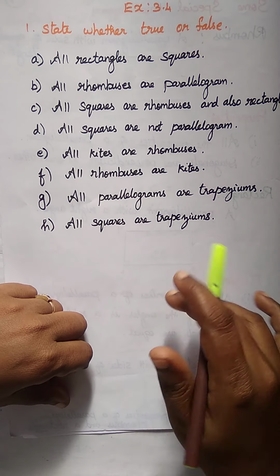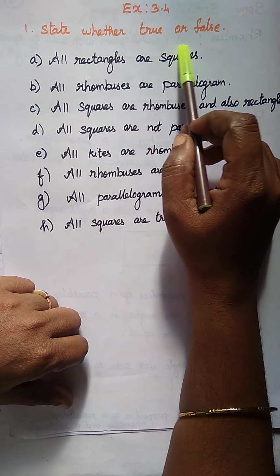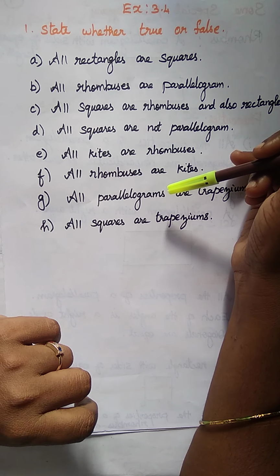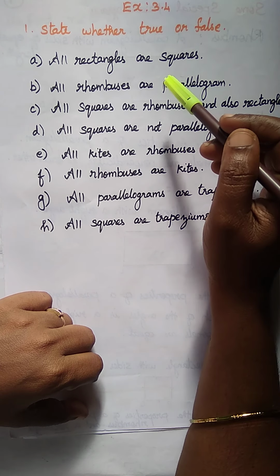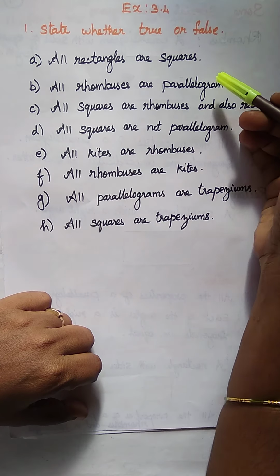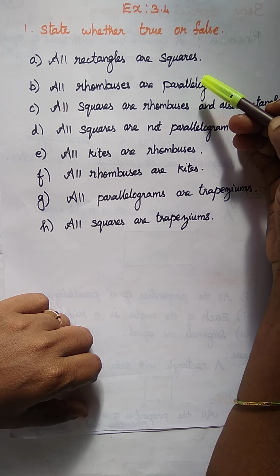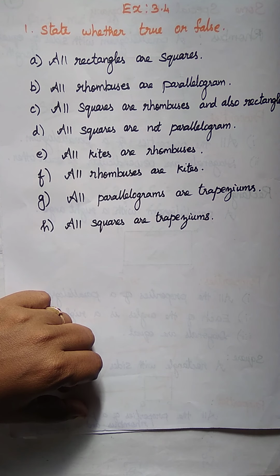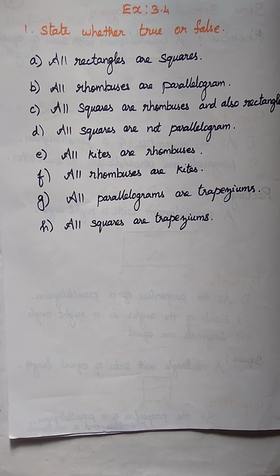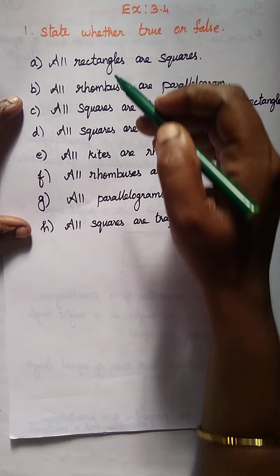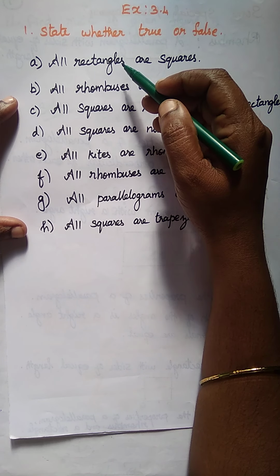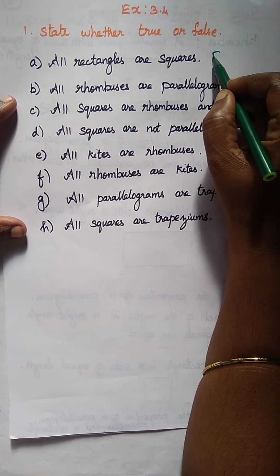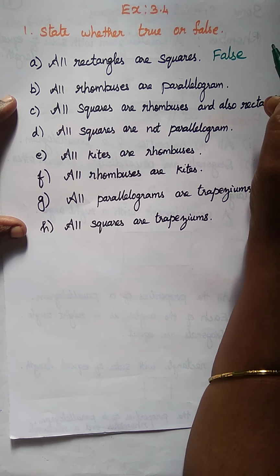Now in exercise 3.4, state whether true or false, about rectangle, square, kite, rhombus. Using that we are going to find whether the given statement is true or false. First one: all rectangles are squares. Is it correct or not? No, because in rectangles only opposite sides are equal, but in squares all the sides are equal. So it is false.